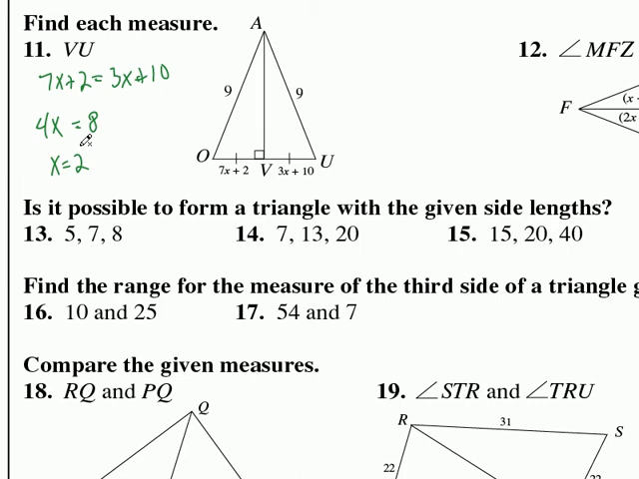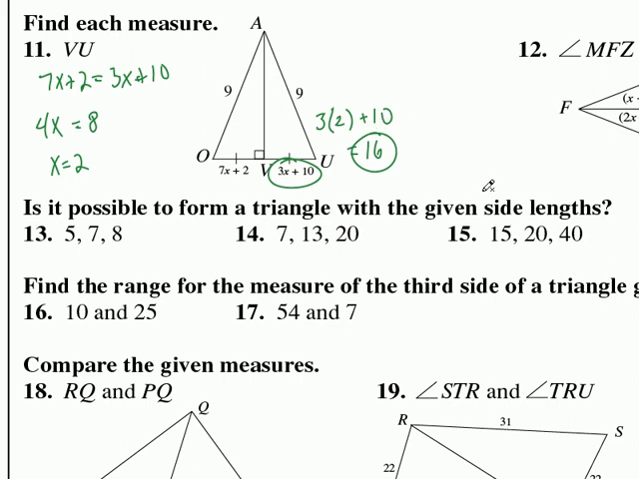But that's not my answer, though, is it? You got to find VU. You got to plug it in. That's right. We do that a lot. So make sure you put it in for this. So it's 3 times 2, which is 6, plus 10, which is 16. So VU is equal to 16. Is that the answer? Yep.